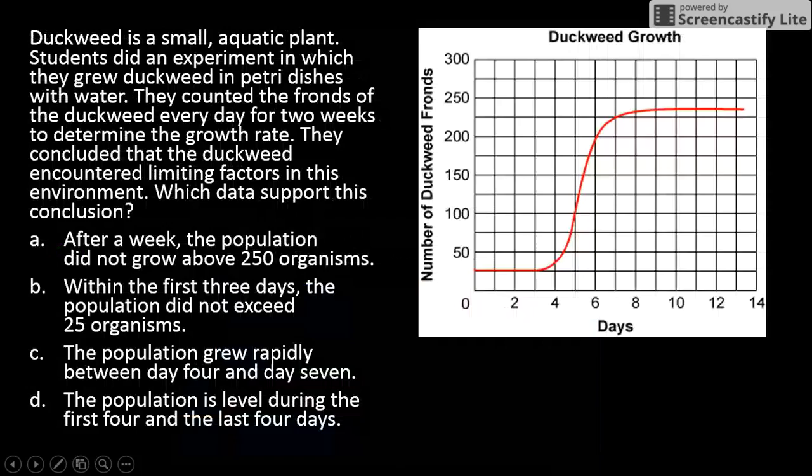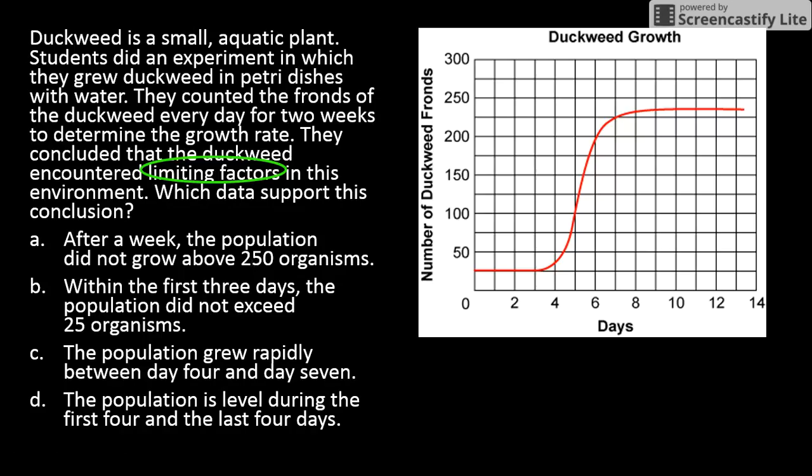All right, what about this one? Duckweed is a small aquatic plant. Students did an experiment in which they grew duckweed in petri dishes. Then they counted the duckweed every 2 weeks to determine the growth rate. They concluded that duckweed encountered limiting factors in this environment.